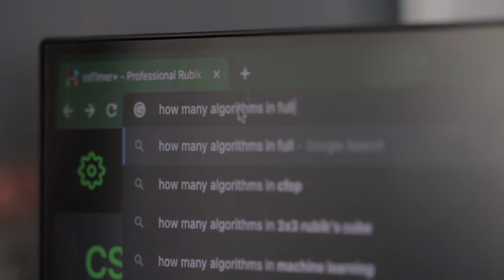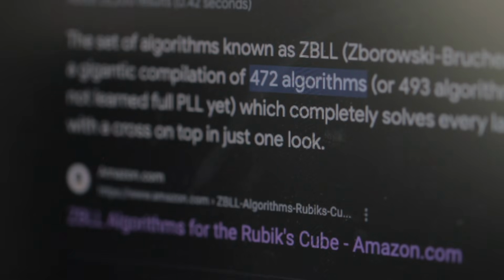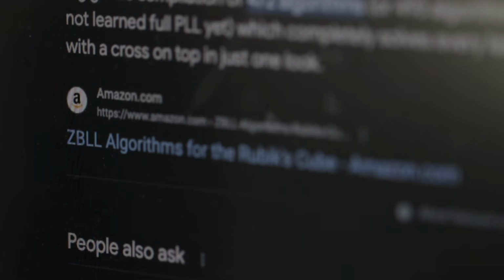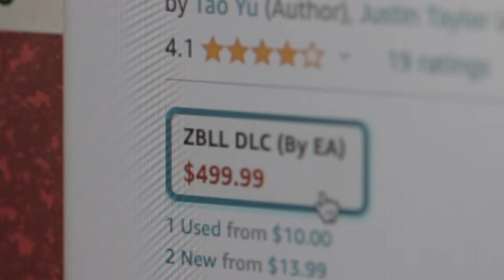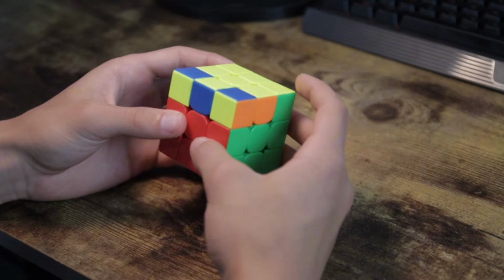Well, you would learn to do this, right? And then you'd see the number of algorithms to be able to do this, and yeah, I think I'll just stick to PLL. And well, I don't blame you.